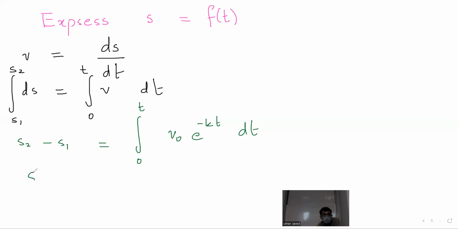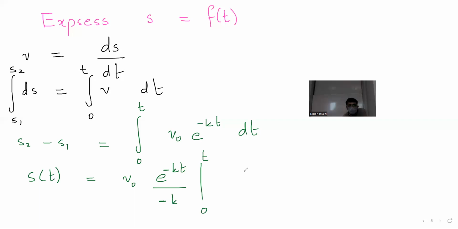And instead of S2, I will just write S, function of T, pull out the V naught. Okay, what about this integration? E power minus KT divided by minus K, right? With a little bar, with a 0, with a T. Boom, it's a game over. S, function of T, equal to minus V naught over K, e power. Okay, now you have to be careful. Put a bracket, e power minus KT, right?